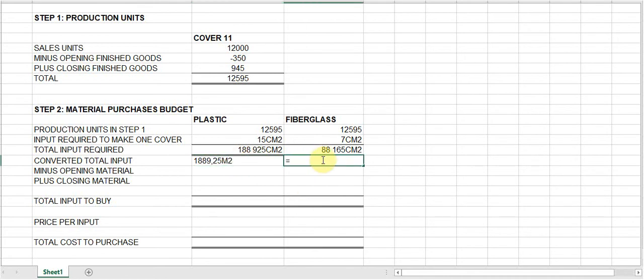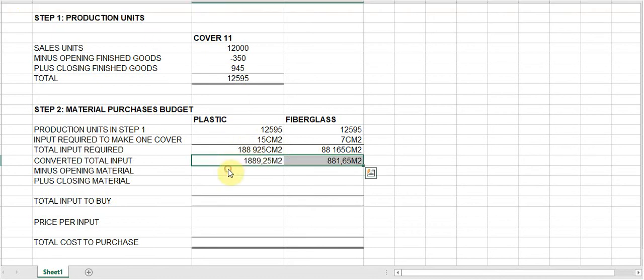Again, I am dividing by 100 to go from centimeters to meters. 88,165 divided by 100 gives you 881.65. So it's going to be 881.65 square meters.